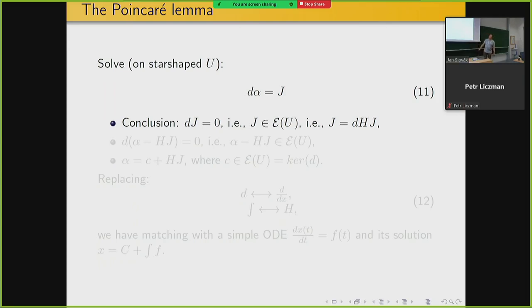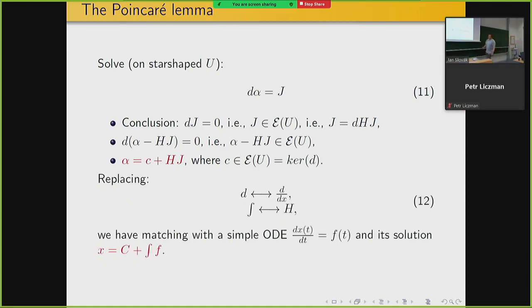So j must be an exact form, as I said. And of course, because we know what the projection on the exact part is, which is dHj, j is equal to dHj, so it's in the image of dH. So if we plug this into this equation, we get something like this. So we extract d, and we have alpha minus Hj is equal to 0. So alpha minus Hj should be closed, because the part in the bracket vanishes. Okay, so because of that, alpha differs from Hj by some exact part. So c is some kind of constant, but it's an exact form, which is in the kernel of the d operator. Okay, I think it's well known.